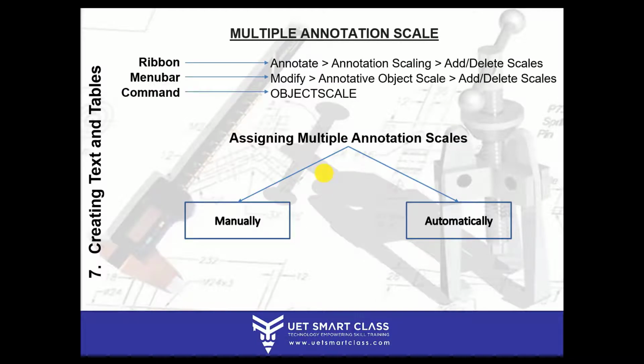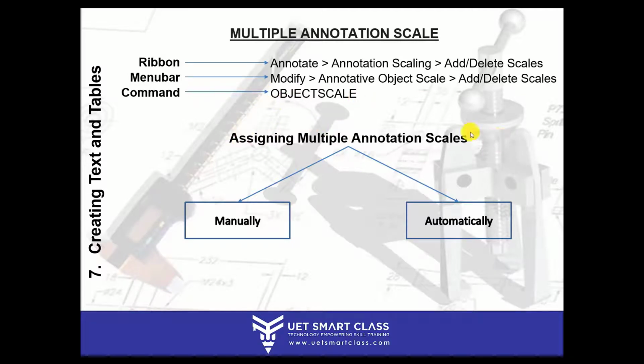As I said, you can apply multiple annotation scales to a single object as well. So how to invoke this tool? You can go to the ribbon in Annotate, you will find annotation scaling, and therein you can go to add or delete scales. Or in the menu bar, you can go to Modify, Annotative Object Scale, and again go to add or delete scales. In the command line, you can type OBJECTSCALE and press enter.